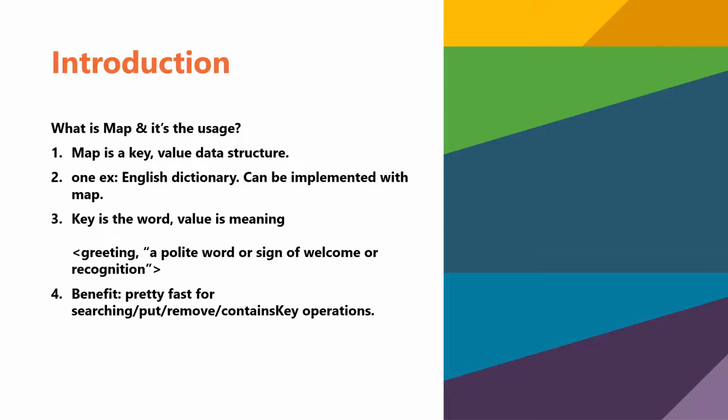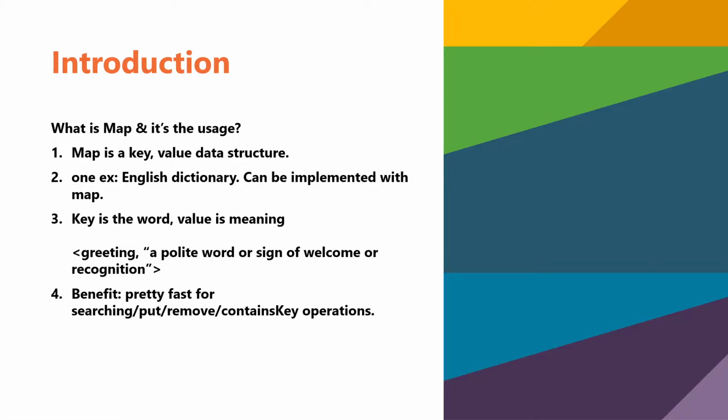So what is a map? A map is a key-value data structure. One example is you can compare a map with an English dictionary. This can be easily implemented with a map. Here the key is the word and the value is the meaning. For example, if we see greeting, greeting will go as the key in the map and its meaning will go as the value in the map. So what is the benefit of a map? Maps are pretty fast for searching, insertion, remove, and containsKey operations.